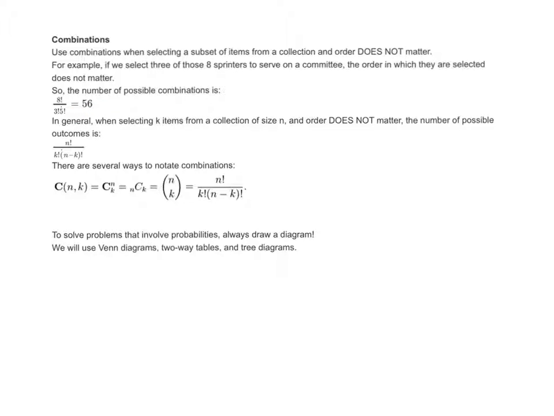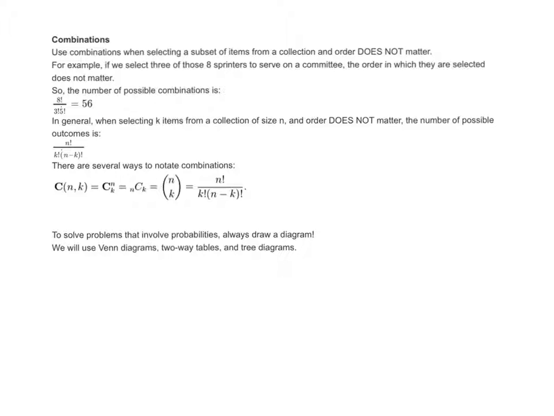Again, the way I like to look at it is 8 factorial is the number of different ways you can order the 8 people, but we don't care about the order of the 3 that we select, and that's what's causing the 3 factorial down there. And we also don't care about the order of the 5 that we don't select, and that's the 5 factorial. So our answer is only 56.